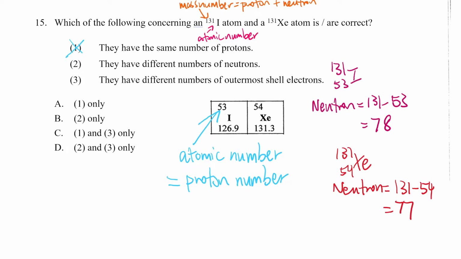So yes, option 2 is correct. They have different number of neutrons. And anyway, since you know that option 1 is wrong, definitely option 2 would be correct no matter what. But for the sake of this video, we'll continue on by checking option 2.